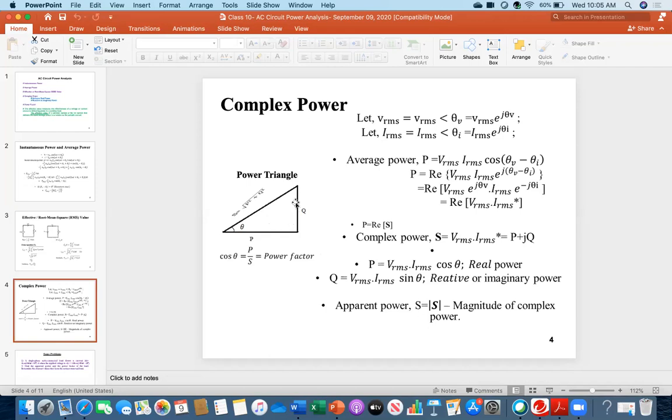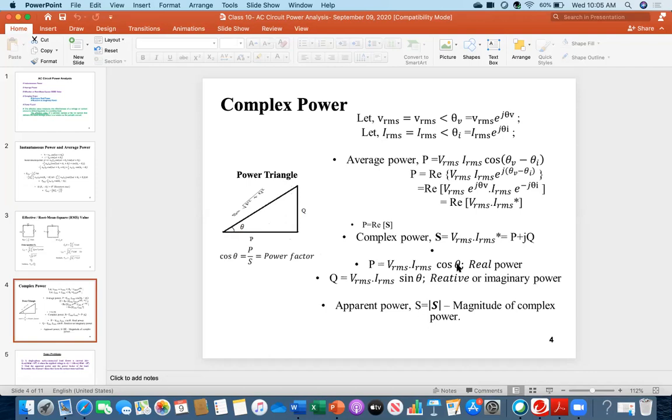This means that if the Q value is 0, everybody look, if the Q value is 0, what will happen? This hypotenuse will just be superimposed on it, right? Because theta is 0. So this means your P over S will be 1 when theta is 0. So what is the meaning of theta 0?